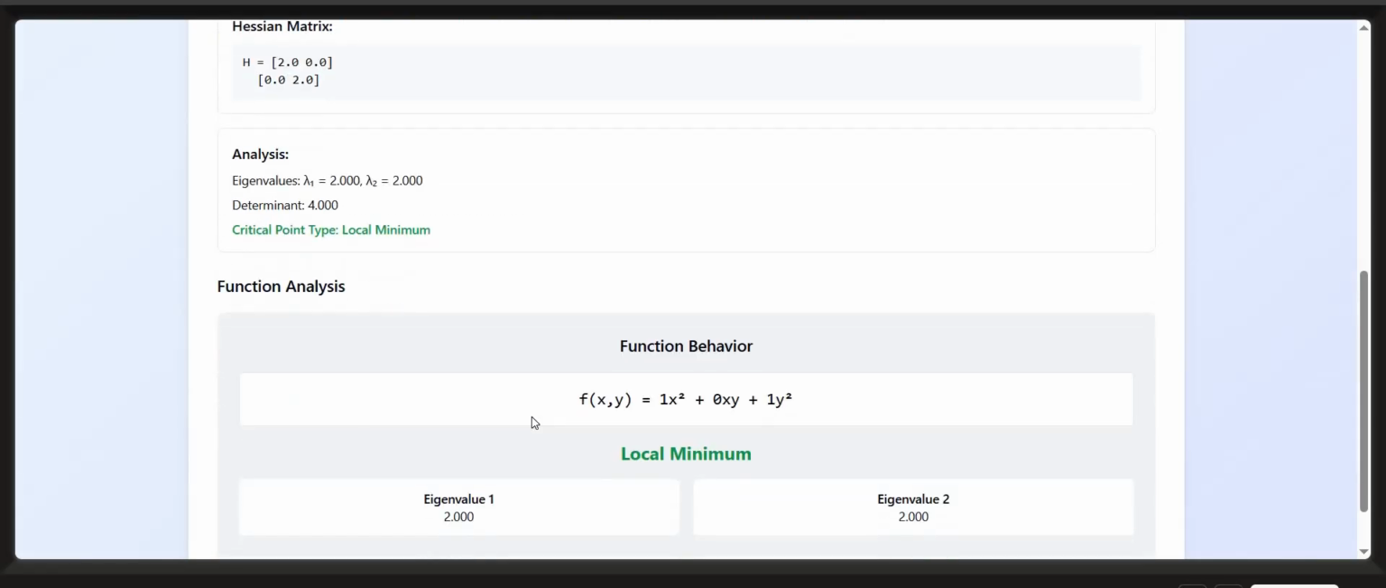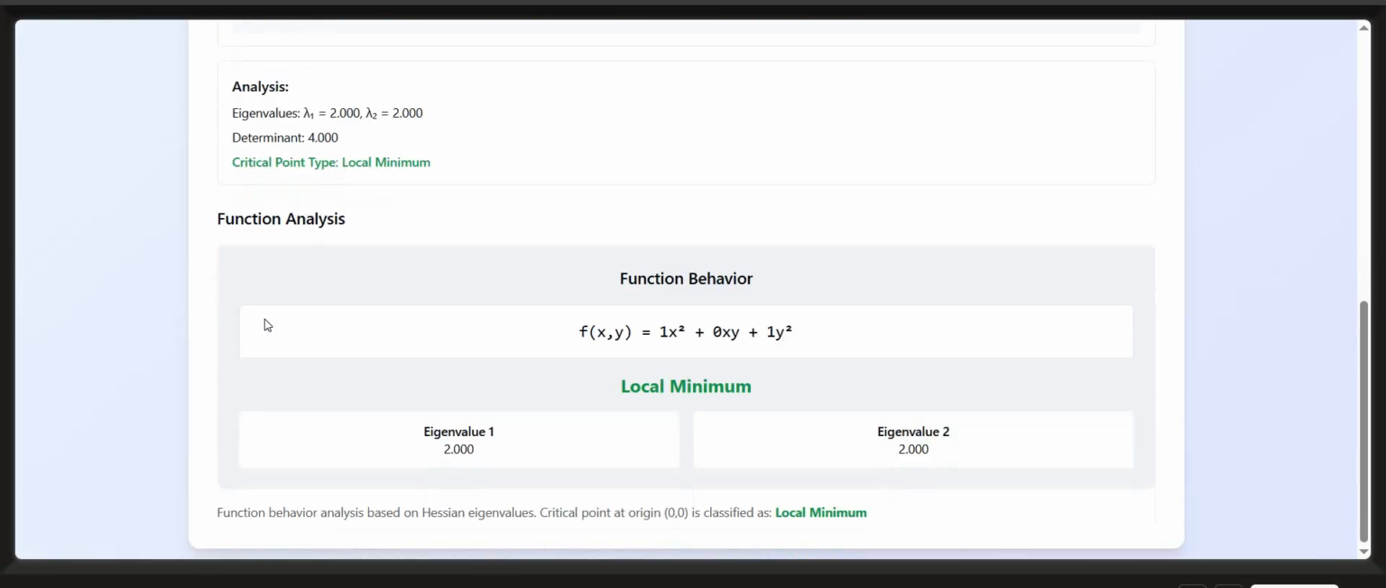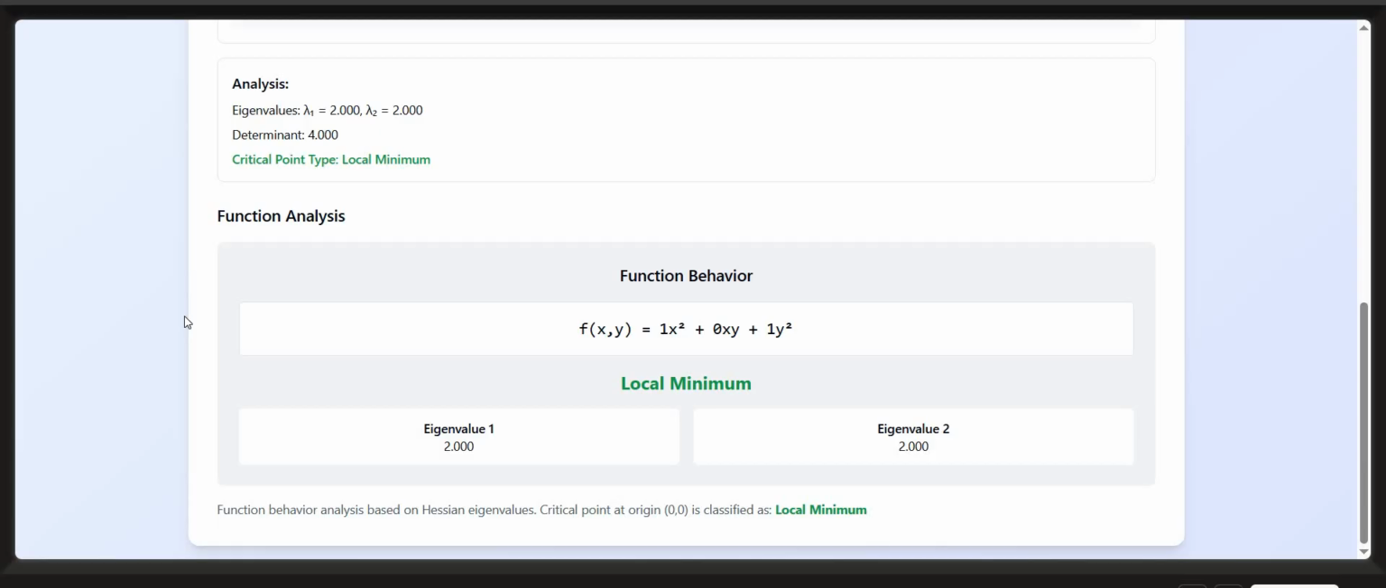And if you think back to the shape of the function, a bowl opening upwards, that makes sense. Wherever you go from the origin, the function increases. That's what the positive eigenvalues and positive definiteness are telling us.